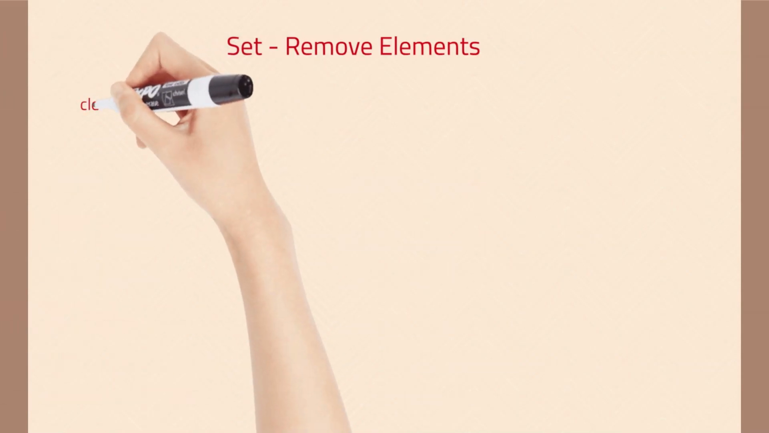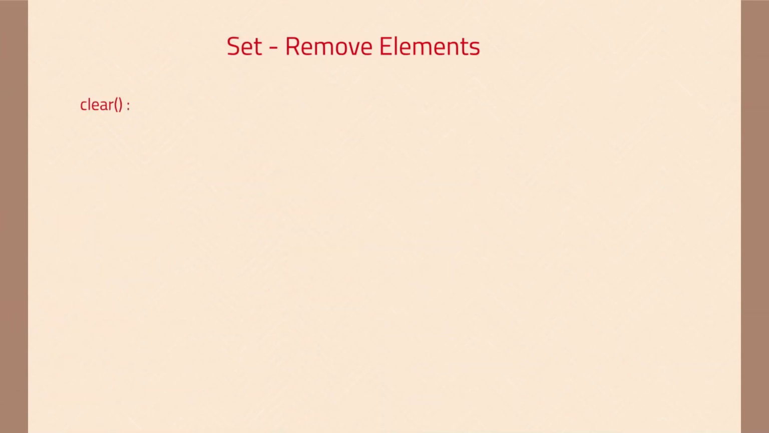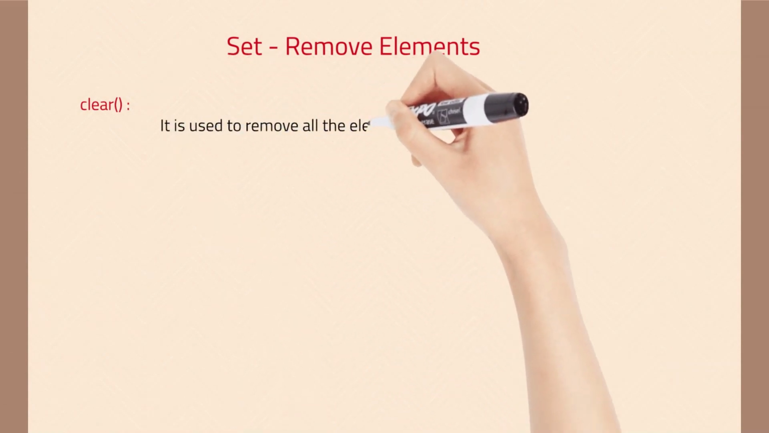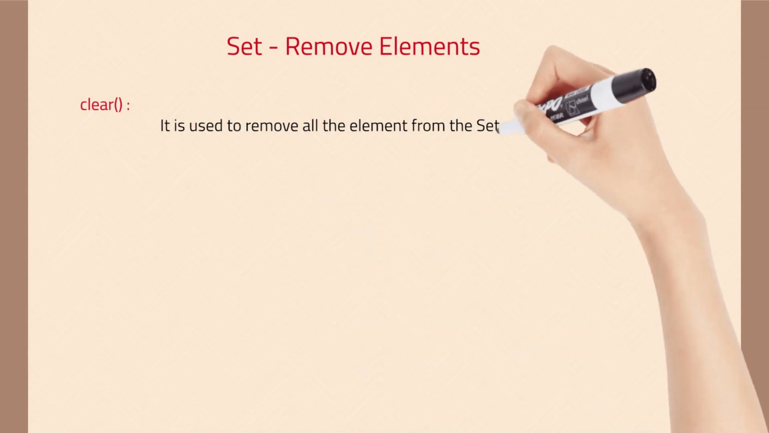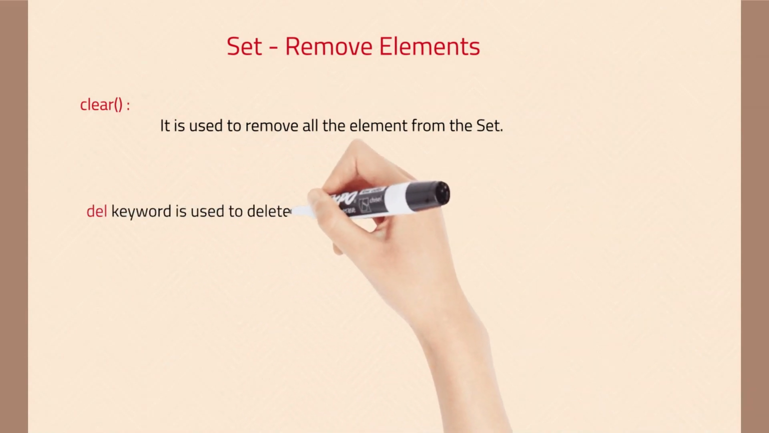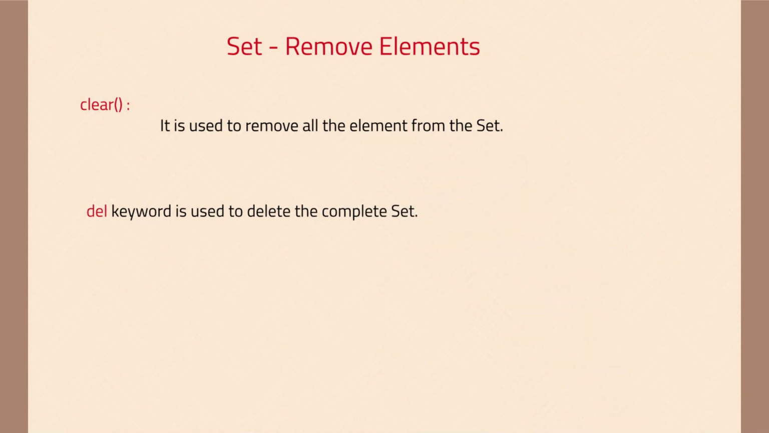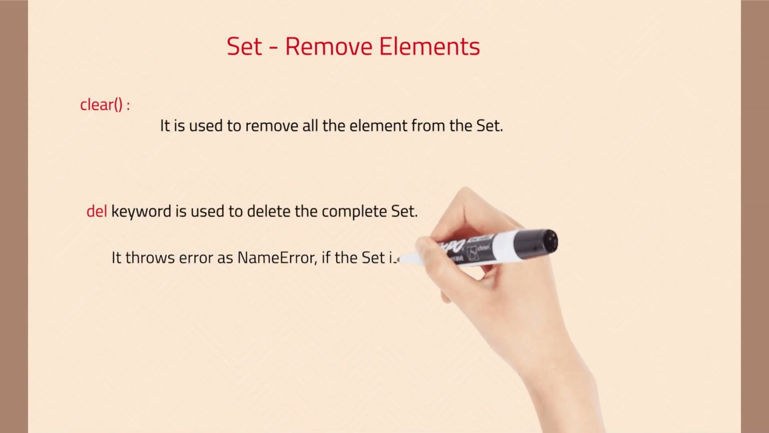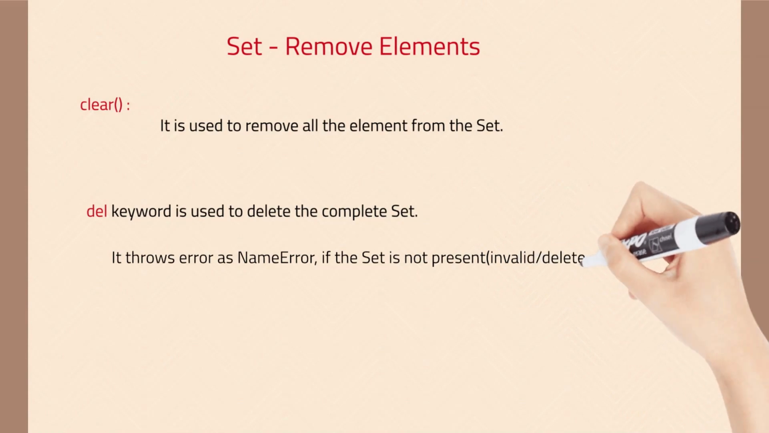The third method is the clear method. It is used to empty the set, which means it will delete all the elements from a particular set. The del keyword can be used to delete the complete set. It also deletes all the elements present under it. If the set is not present, then it will throw an error as name error.